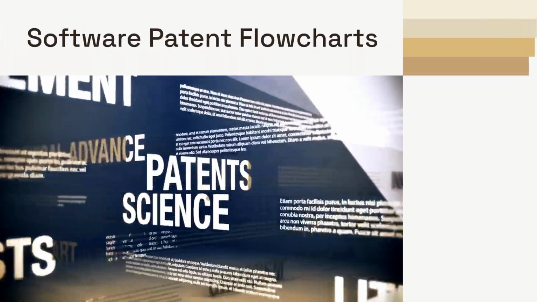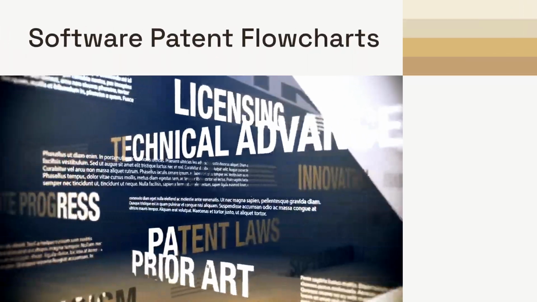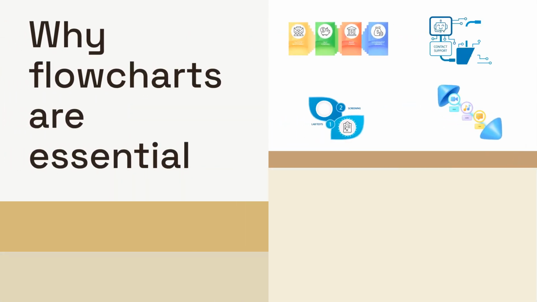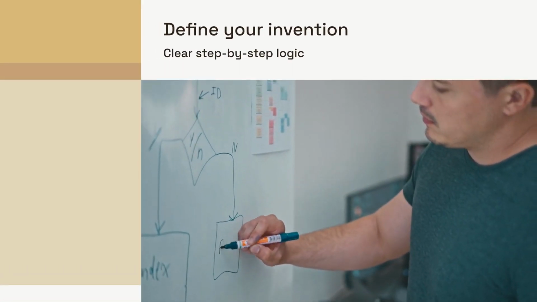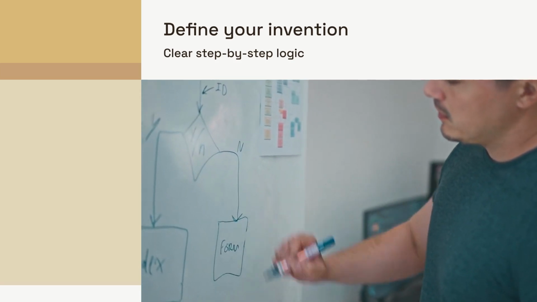Flowcharts are crucial for strong software patent applications. Let's explore the best practices. Flowcharts are essential as they clearly visualize the process and logic of your software invention, which is vital for patent examiners. Start by using flowcharts to clearly define the step-by-step logic and methodology of your patentable software invention.